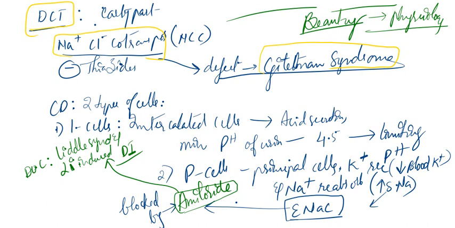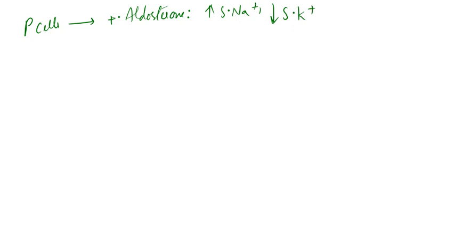One more thing: we discussed the P cells, that is, principal cells. These P cells are stimulated by aldosterone, which leads to an increase in serum sodium as well as a decrease in serum potassium, and causes metabolic alkalosis. Why alkalosis? Because we are losing calcium and we are gaining sodium. So obviously it forms metabolic alkalosis.